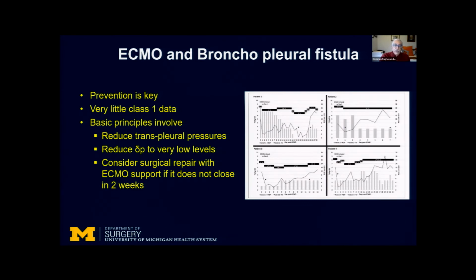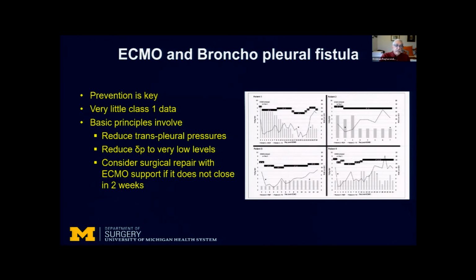Most recent data would suggest PEEP alone is not as significant as the transpleural pressure in determining the closure of these fistulas. The data that I'm showing you is from a recent paper where they dropped the tidal volume significantly. They reduced the transpleural pressure significantly following the initiation of ECMO, and they had a significant amount of spontaneous closure of the bronchopleural fistula.